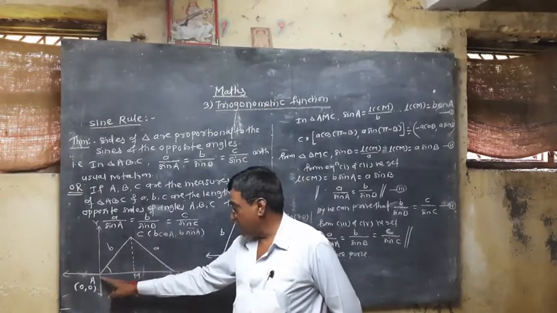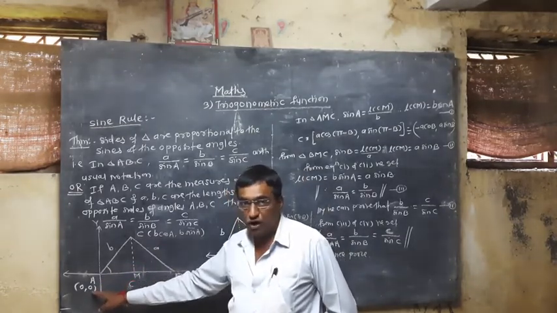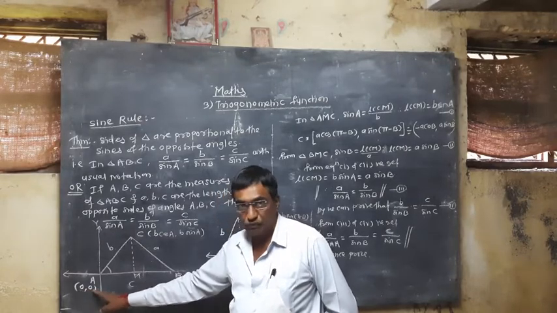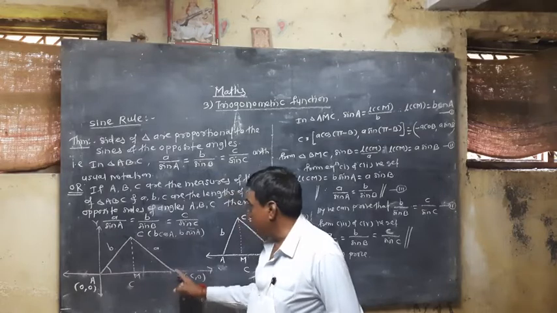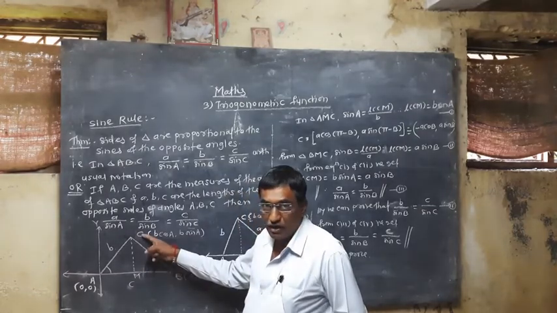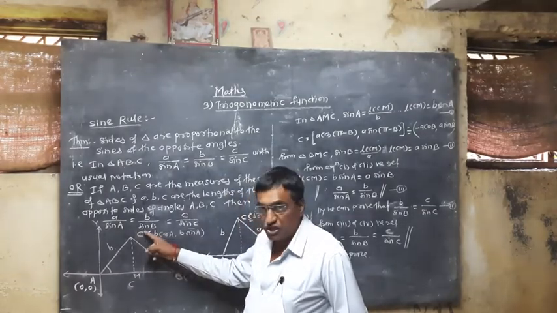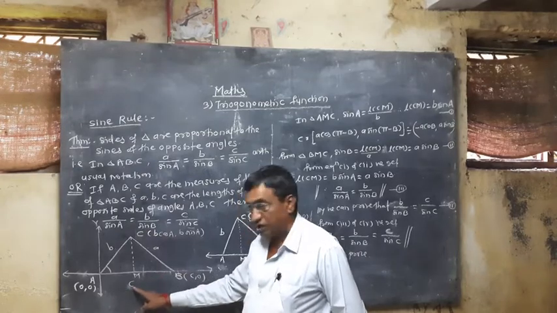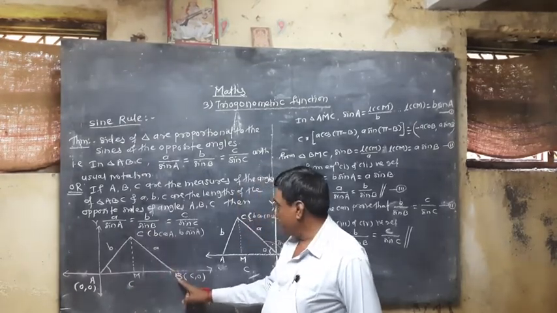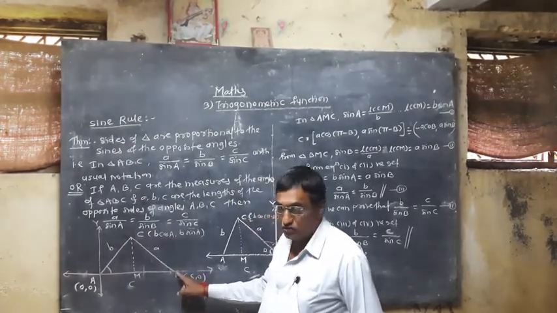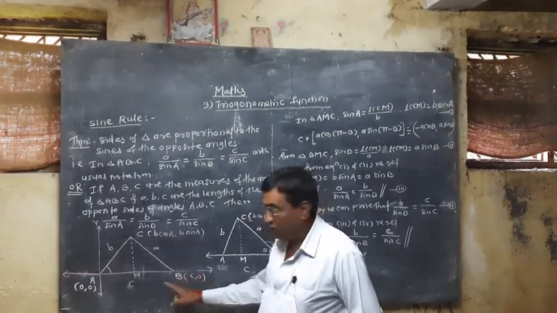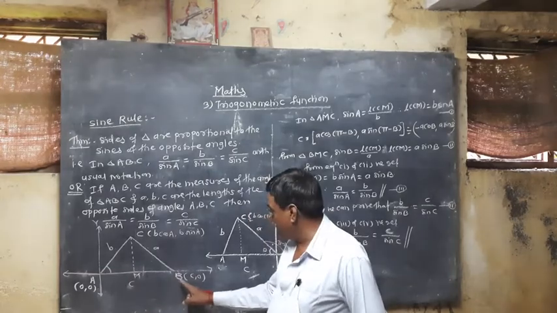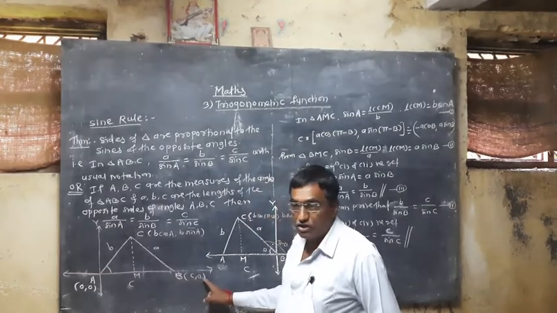Point A is at the origin, so its coordinates are definitely (0, 0). Length AB is the side opposite to angle C, so its length is c. Point B is on the positive x-axis, so its y coordinate is definitely 0 and its x coordinate is c. So the coordinates of point B are (c, 0).